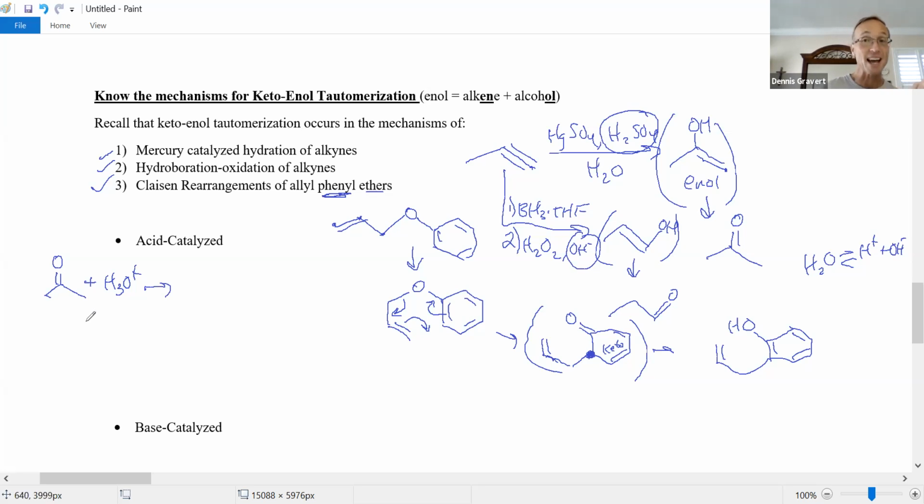Here's the mechanism if it's acid catalyzed. Start with the ketone. Where are we headed? Well, if we start with the keto group, the ketone group, we're heading to enol, where the oxygen needs a hydrogen. That's the first step of the acid catalyzed mechanism. Go give oxygen its hydrogen.